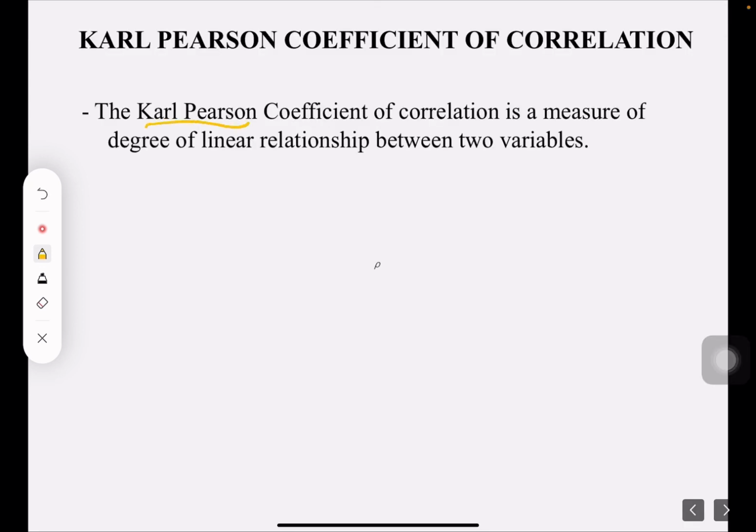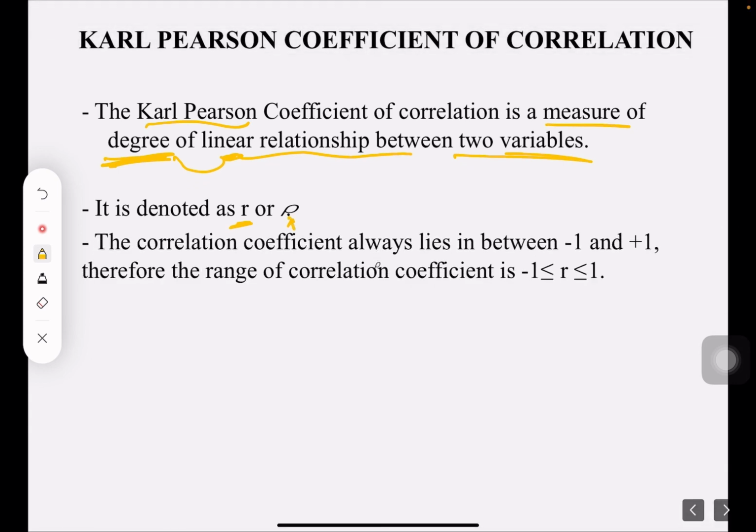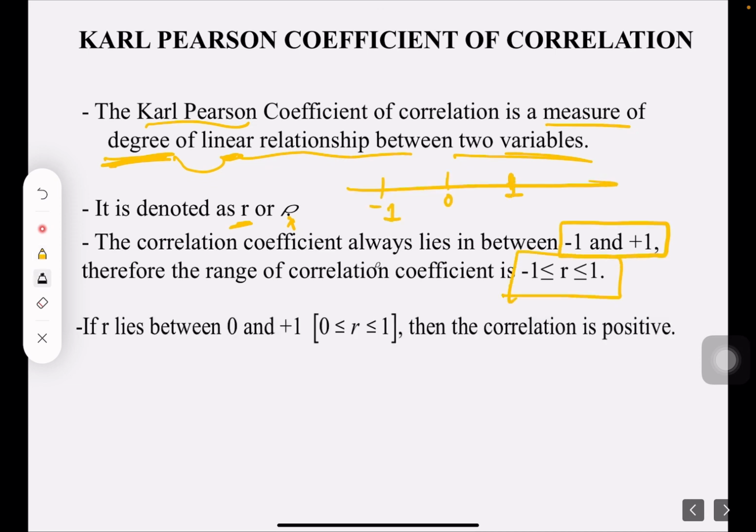The Karl Pearson's coefficient of correlation is a measure of the degree of linear relationship between two variables, and it is denoted by r or by this symbol here. The correlation coefficient always lies between -1 and +1. So if your r is between 0 and +1, it is called positive correlation. So this part is known as positive correlation. Now you can make out, right? Now what would be the correlation if it lies between 0 and -1? Yes, absolutely correct. It should be negative correlation, right?